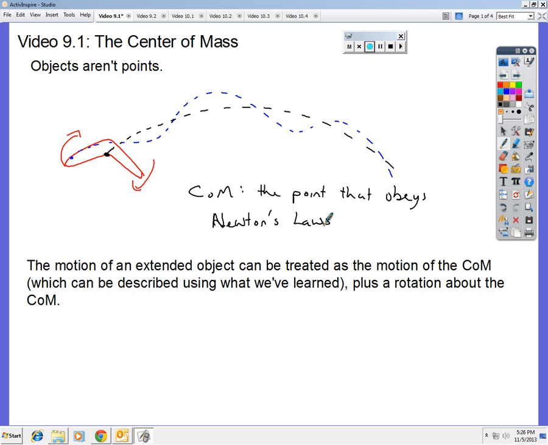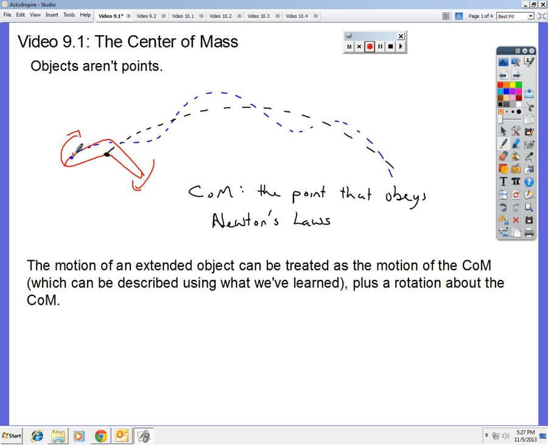And what we're going to do once we have the idea of the center of mass is that if you have an extended object or a system of particles, you can treat the motion as the motion of the center of mass, which is what is described by all of Newton's laws, Newton's second law, Newton's third law, kinematics, all that. And then we're also going to treat it as rotation about the center of mass. So the motion of this point right here can be thought of as the motion of the center of mass, and then this point moves in circles around the center of mass.